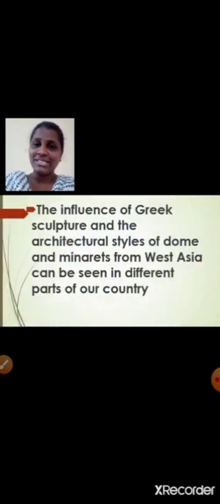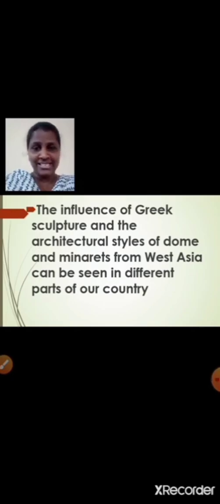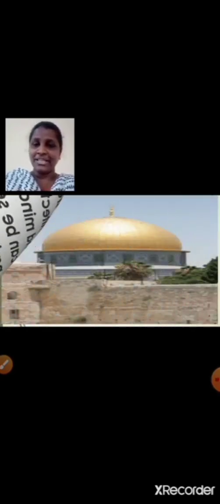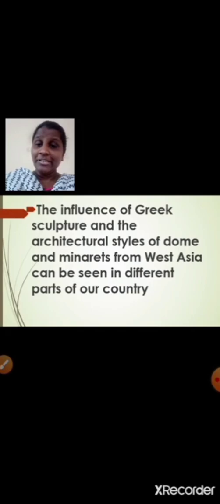Is that clear, students? The influence of Greek sculpture and the architectural styles of dome and minarets from West Asia can be seen in different parts of our country. Here you can see the image of the dome and minarets. Now let's try to understand: the influence of Greek sculpture and the architectural styles of dome and minarets from West Asia can be seen in different parts of our country.